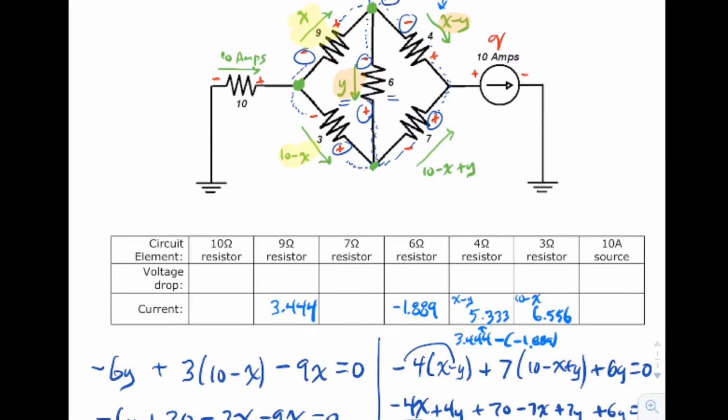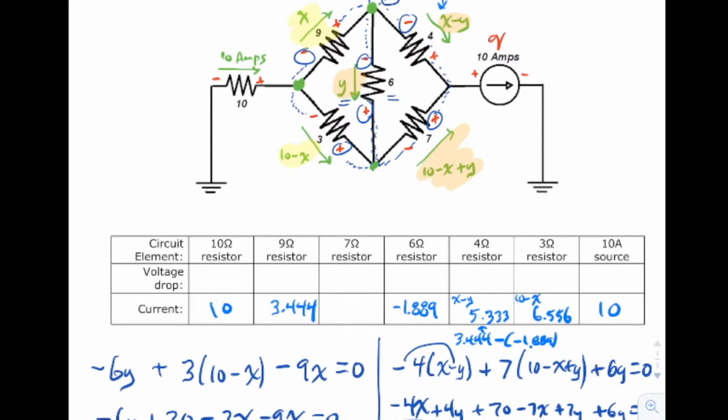Okay, we're getting there. As long as I'm over here, the 10 amp source has 10 amps going through it. And by the way, this 10 ohm resistor over here had 10 amps going through it. That was actually kind of a freebie. So the only current we haven't labeled yet is through the 7 ohm.